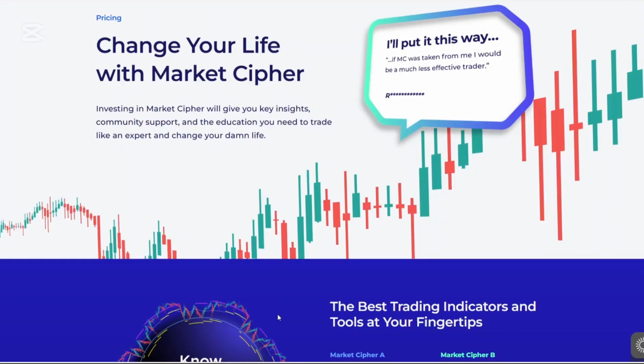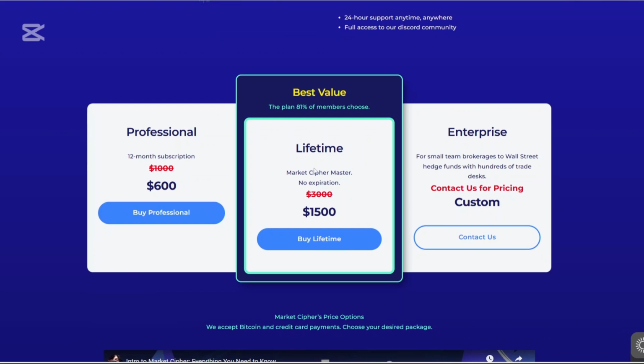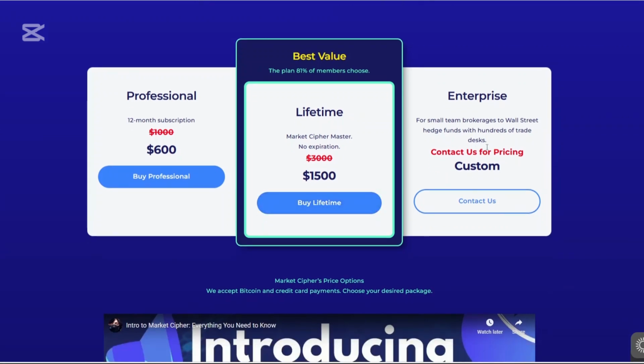First, Market Cipher. Market Cipher offers three major pricing plans. There's a professional plan, a 12-month subscription that is currently discounted at $600. There's a lifetime plan that does not expire and you can currently buy at $1,500. And of course, there's an enterprise plan for small team brokerages to Wall Street hedge funds that have hundreds of trade desks. To get the pricing for this, you have to contact Market Cipher.